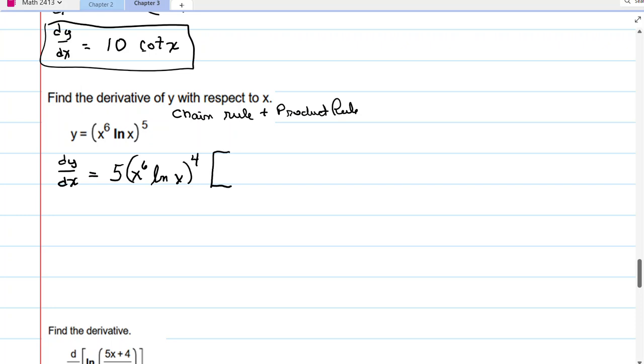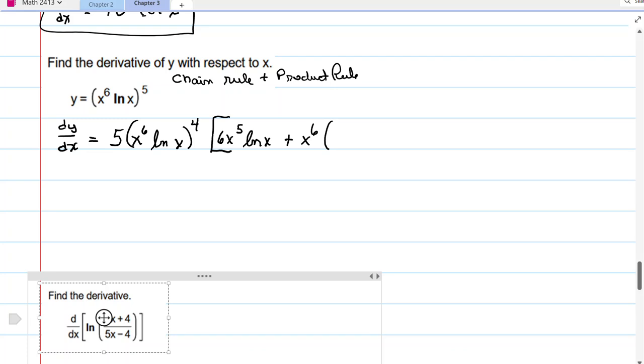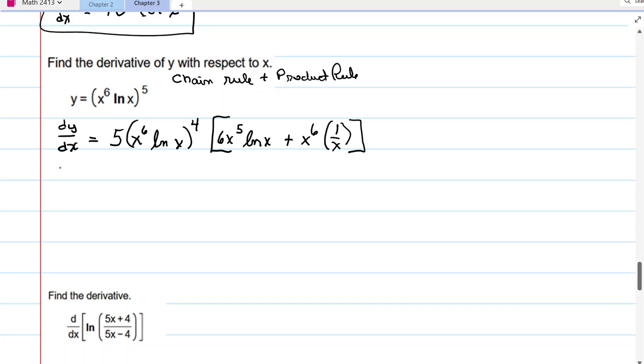I'm going to take the first term because it's easy. 6 x to the what? 5th. That's right. And the ln x comes along for the ride. Plus, I'm going to have the first term, and then I'm going to take the derivative of the second: 1 over x. All right. I'm going to clean that mess up as best I can.